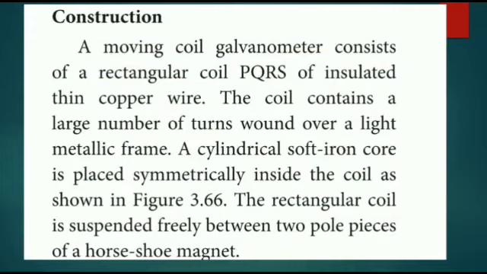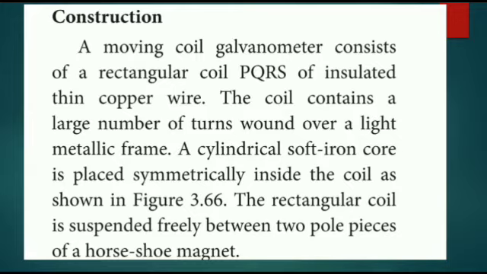Construction of galvanometer, right? A moving coil galvanometer consists of a rectangular coil, the coil PQRS, of insulated thin copper wire. The coil is nothing but which wire? Copper wire, thin copper wire. The coil contains a large number of turns wound over a light metallic frame. Yes, light metallic frame. Okay.